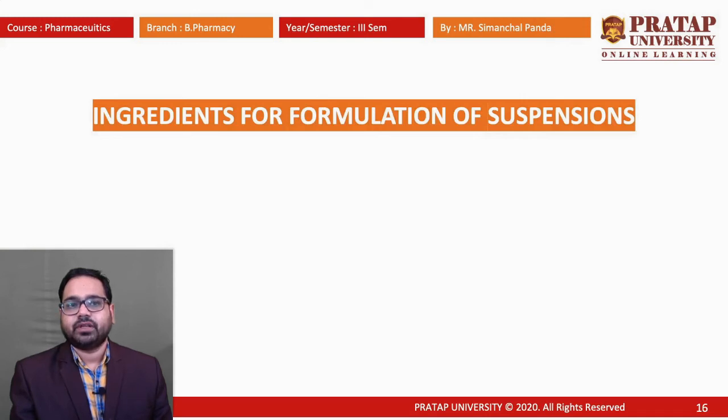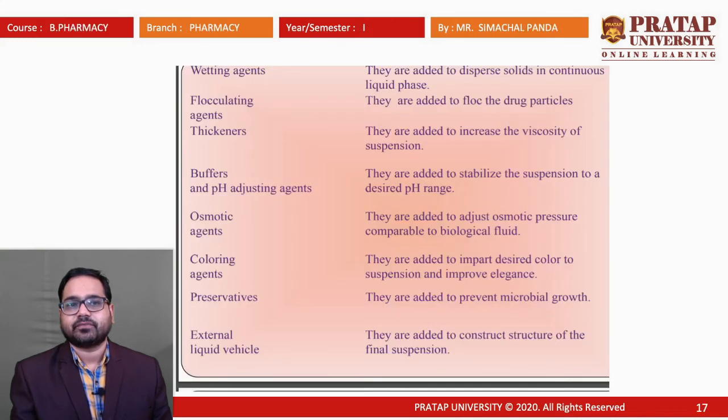What are the different ingredients used for the formulation of suspension? The first one is known as the wetting agent. They are added to disperse solid in the continuous liquid phase.